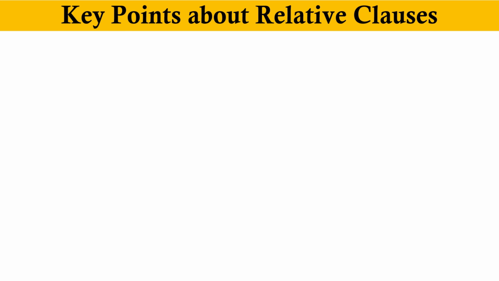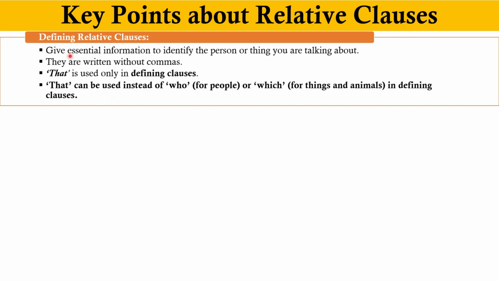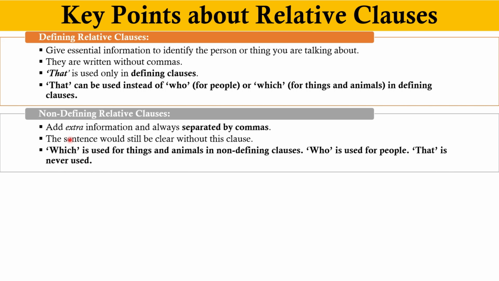Let's do a quick recap before we finish. Defining clauses give essential information. They tell us exactly who or what we are talking about, and there are no commas. We often use that, and it can replace who or which in these clauses. Non-defining clauses, on the other hand, just add extra information. They're always separated by commas, and the sentence still makes sense without them.